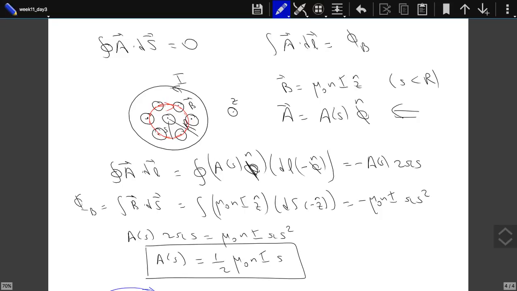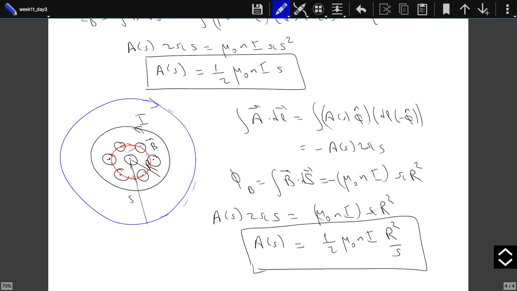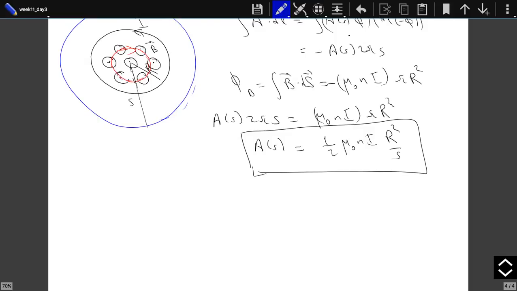Why did we choose the direction of the Gaussian surface? Not Gaussian surface, this is the Amperian loop. Sorry. Why did you choose the direction clockwise? Why not counterclockwise? Let's choose it counterclockwise and repeat the calculation. Let's see what will happen.